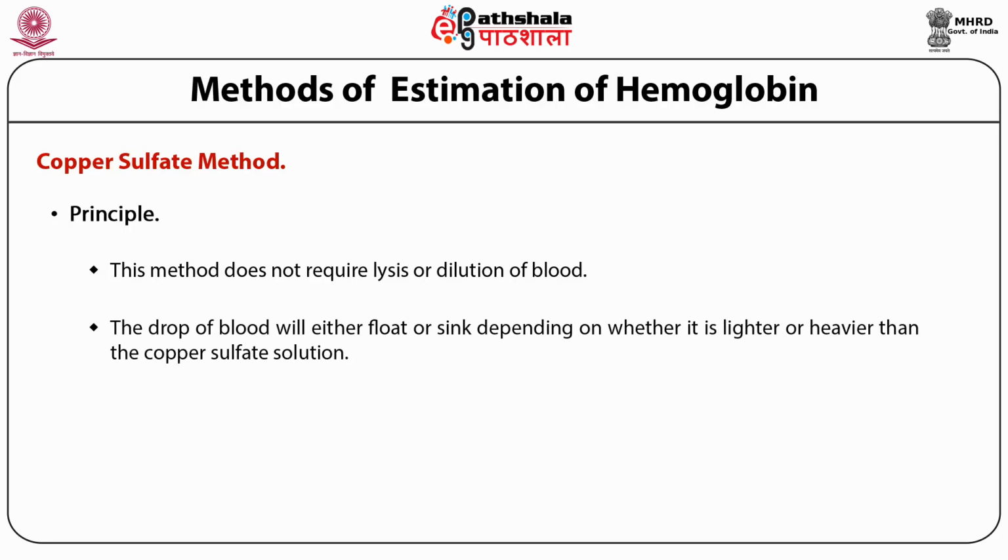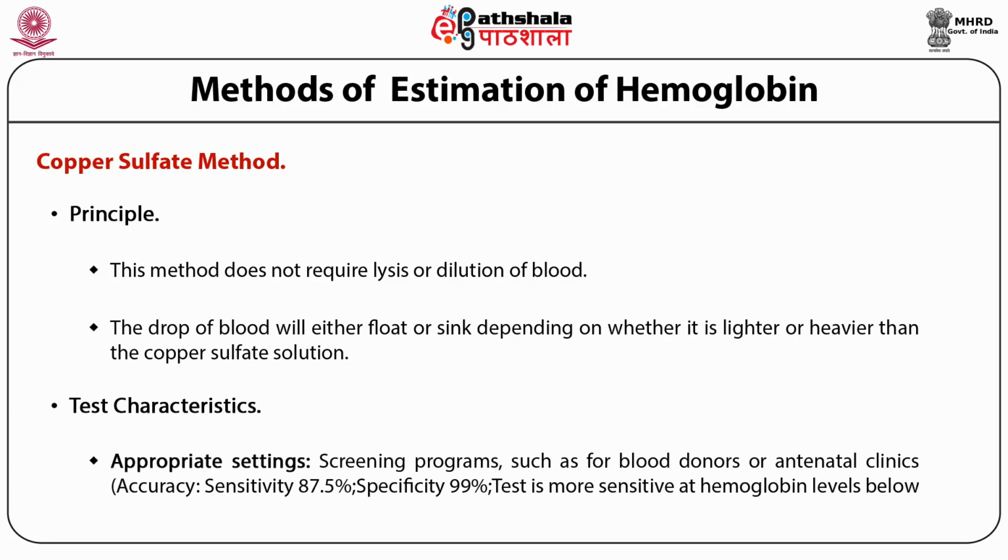The drop of blood will either float or sink depending on whether it's lighter or heavier than the copper sulfate solution. The appropriate setting for this test is the screening of blood at screening programs, such as for blood donors or antenatal clinics. Its sensitivity is 87.5% and specificity is 99%.